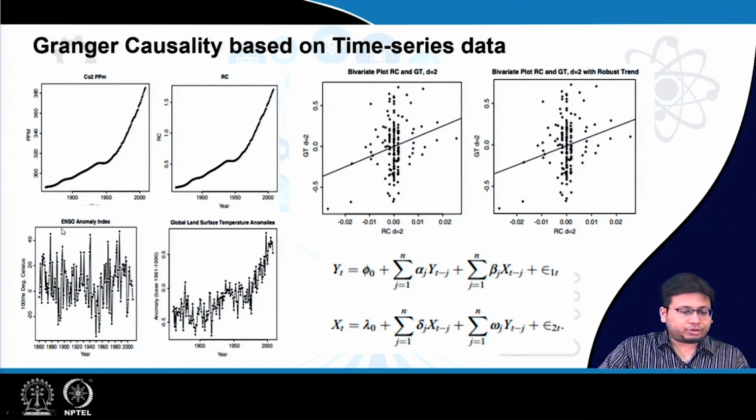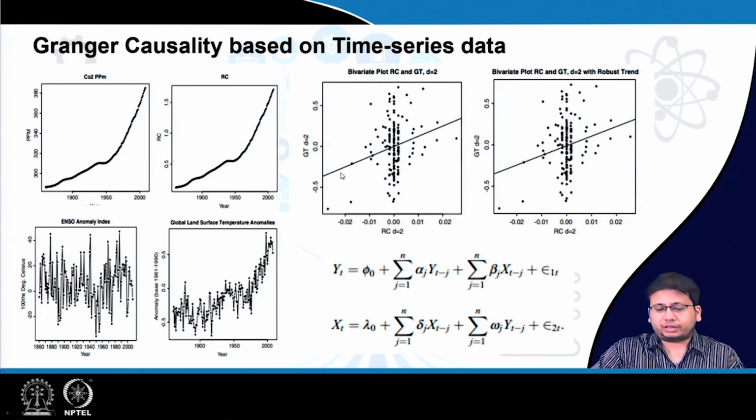And then there is something known as the ENSO anomaly index. This is a phenomenon in the Pacific Ocean, which can be understood as some kind of a proxy for warming. And so they come up with these plots. As you can see, d equal to 2 means a time lag of 2 time units. So here they are plotting this bivariate plot of radiative forcing and the global temperature, and this is what the plot looks like.